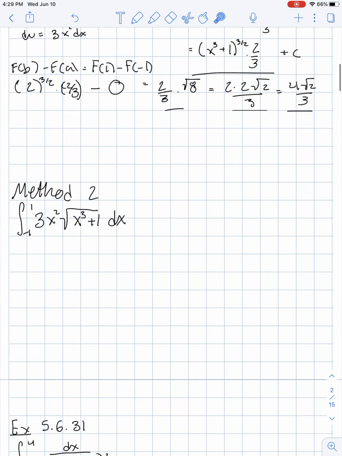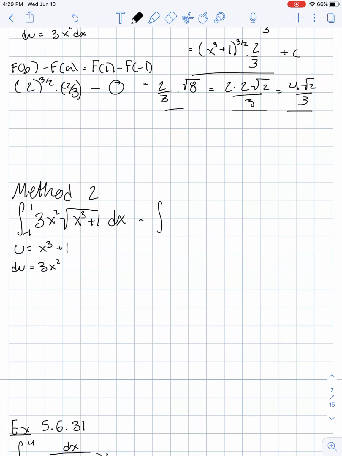So method 2. u is going to be the exact same. So u is going to be x cubed plus 1, and du is still going to be 3x squared. That doesn't change. But now I need to find what my new bounds are.